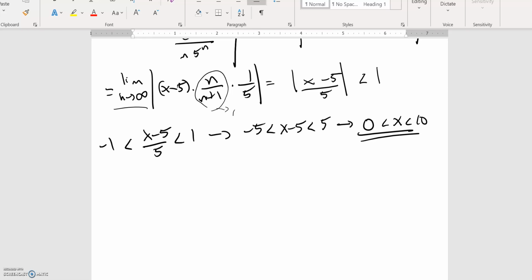Oh, and so the radius of convergence in this case is 5, just for the record, because it's halfway in between. I should say that better, because half of the span of this interval is 5. All right, now we've got to just check the endpoints. And so we're going to start off with x being 0.